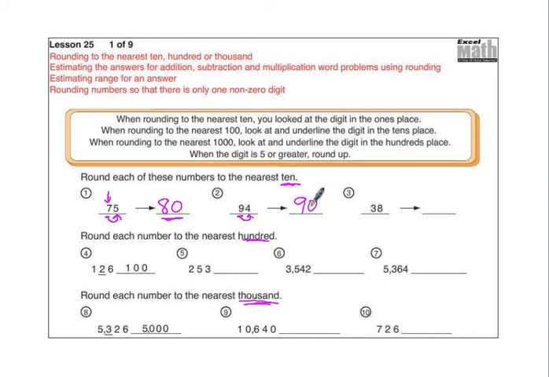All right, go ahead and pause the video and try number 3 on your own there. What you should have done is look to the right of the 3 at the 8. That 8 tells the 3 to bump up to a 4. So the answer is 40.